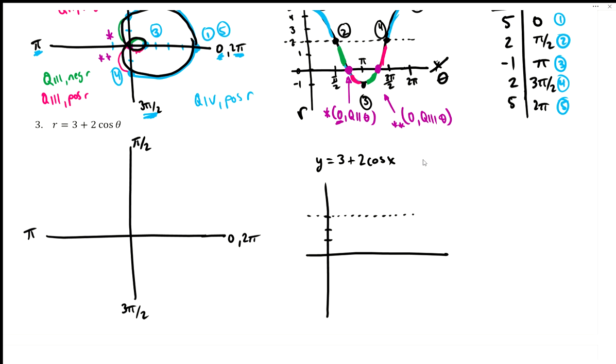and I have a new axis of symmetry. And then the 2 is the amplitude, so I should go up 2 and down 2. So here's 5, there's 3, and 1. And then it's a positive cosine graph, so from here it should be something like that.